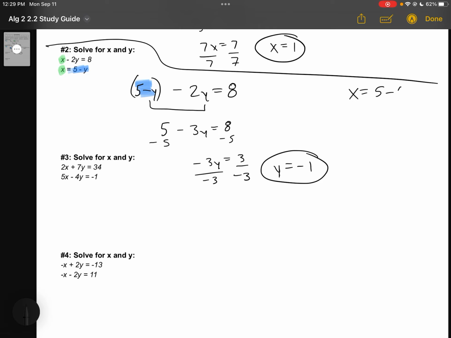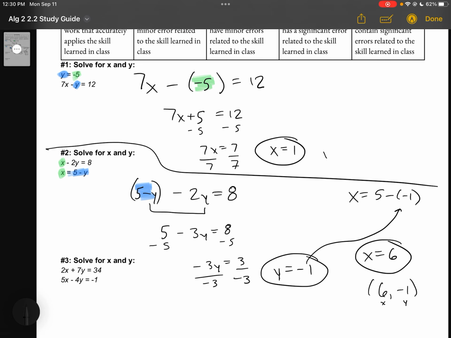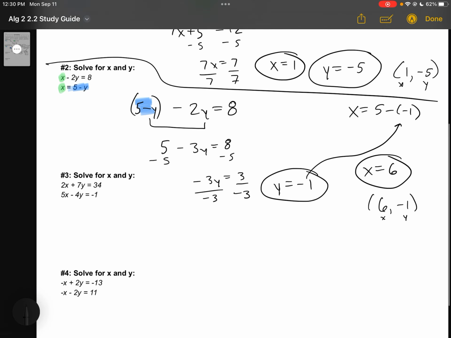So for this question, if we have x equals 5 minus y, we're going to take that y value we just solved for, we're going to plug it in. So we'll end up with x equals 6. So our final answer has x equals 6 and y equals negative 1. You can also write it as 6 comma negative 1, or x comma y. Up top, we had already identified y equals negative 5 in the original, but we still need to write that. And again, we can write it as defining x and y individually, or we can put them in an ordered pair.